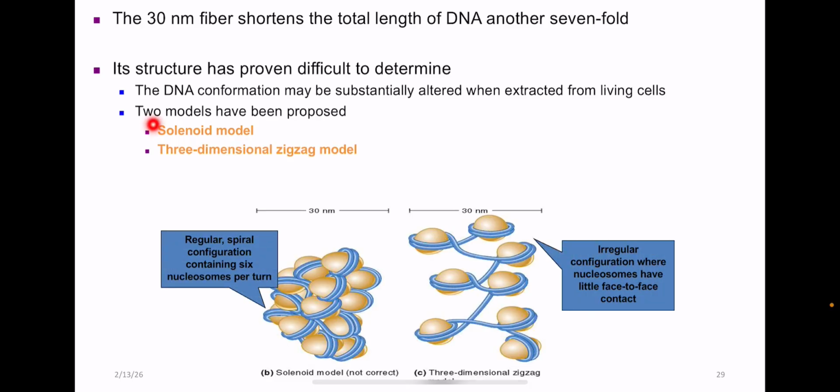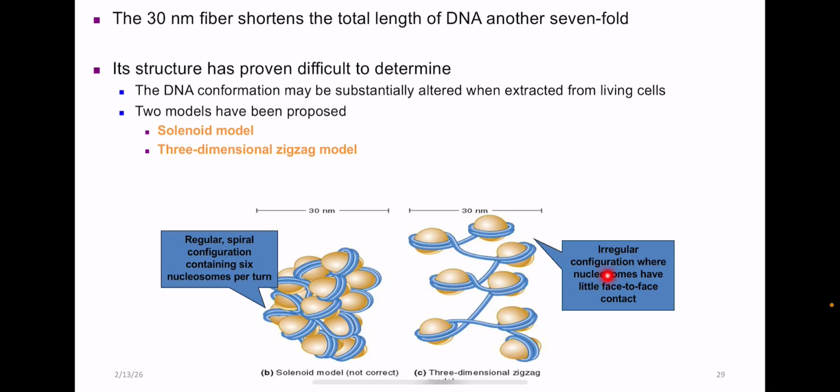So actually the structure or the shape of these 30 nanometer fibers are not really certain. So there are two propositions. We have the solenoid model and the 3D zigzag model. The 3D zigzag model is widely accepted as true, unlike the solenoid model. In the solenoid model, the nucleosomes have more interactions. They interact more, so they come together to form something like a globular protein. But in the zigzag, even though they are brought together, interactions are less.